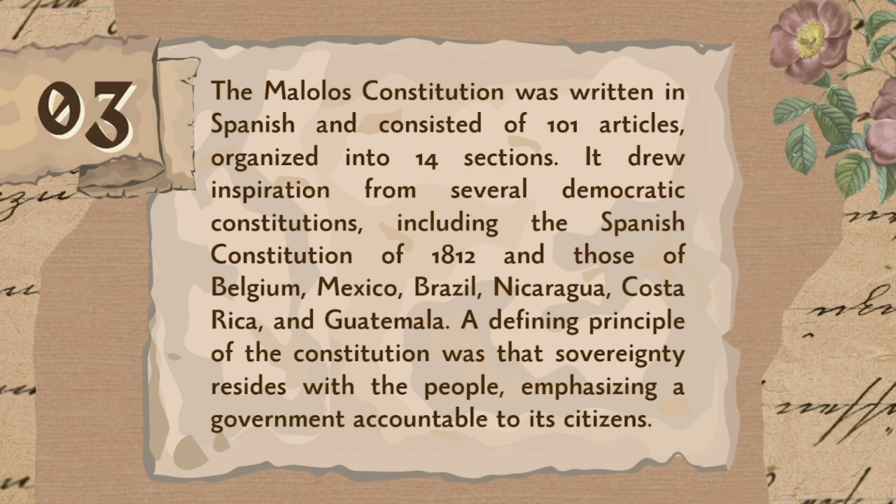The Malolos Constitution was written in Spanish and consisted of 101 articles organized into 14 sections. It drew inspiration from several democratic constitutions, including the Spanish Constitution of 1812, and those of Belgium, Mexico, Brazil, Nicaragua, Costa Rica, and Guatemala. A defining principle of the Constitution was that sovereignty resides with the people, emphasizing a government accountable to its citizens.